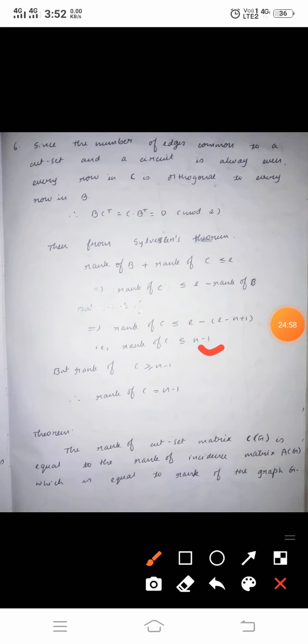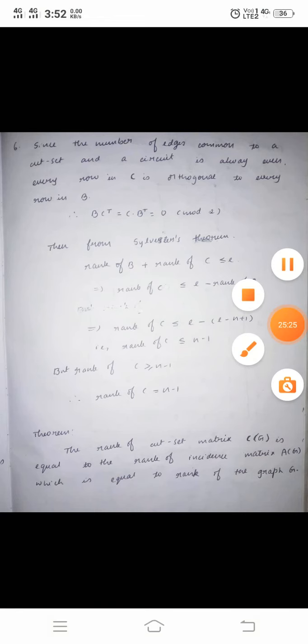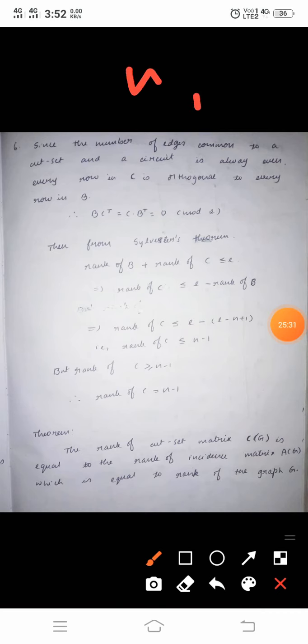Earlier we saw rank of C is greater than or equal to n minus 1, and here rank of C is less than or equal to n minus 1. Equating them, we get rank of C equal to n minus 1. We have studied that the rank of the incidence matrix is n minus 1 and the rank of C is also n minus 1. What is the rank of a graph G with n vertices and E edges?